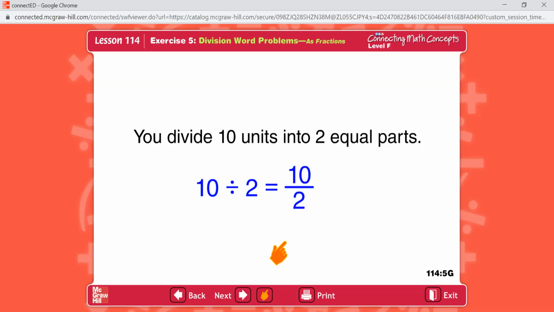Is 10/2 more than 1 or less than 1? 10/2 is more than 1. It's a top-heavy fraction. Does it equal a mixed number or a whole number? It equals a whole number. 10/2, or 10 divided by 2, equals 5.